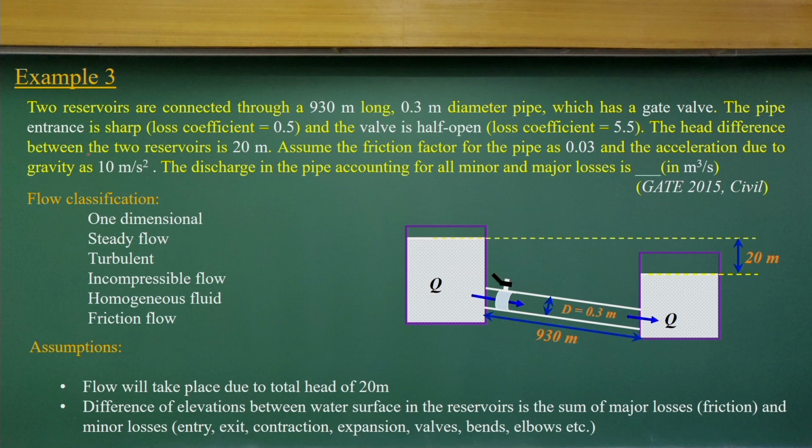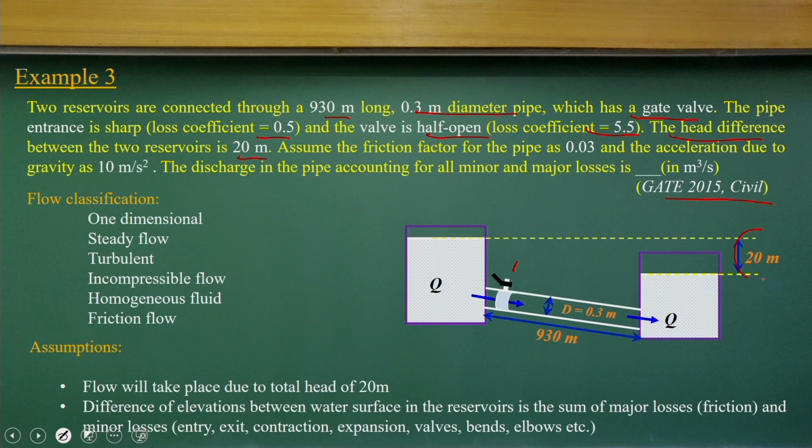Another, the third example. Two reservoirs are connected with a 930 meter pipe, again from the 2015 paper. The diameter is given, and the pipe has a gate valve. The pipe entrance is sharp, and the loss coefficient is given. The valve is half open, and its loss coefficient is also given. The K is given here, and here also K is given. The head difference between the two reservoirs is given.